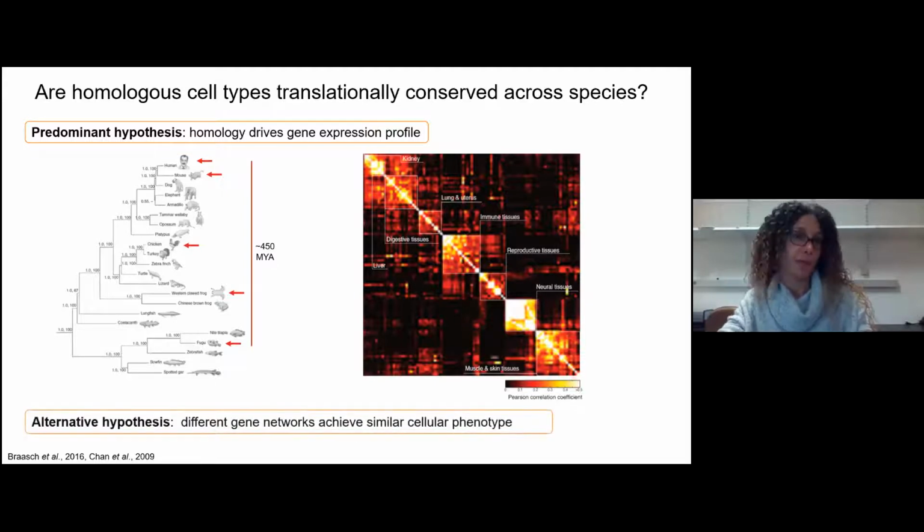The alternative hypothesis is that different gene networks achieve similar cellular phenotypes, and several studies have shown this phenomenon. So beyond the pure interest in basic science, the degree of expression conservation has an important practical implication on the utility of model animal species for biomedical research. If the expression conservation between human and mouse or human and monkey is low, what is the point of using model species for biomedical research?